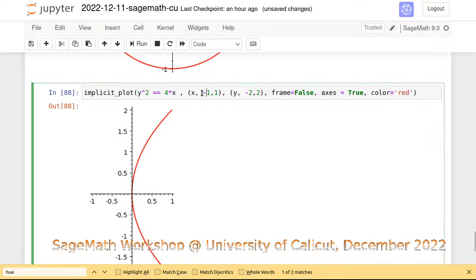So implicit plot also can be added, just like the usual plot. All the commands, all the options associated with plot will work even with this implicit plot.